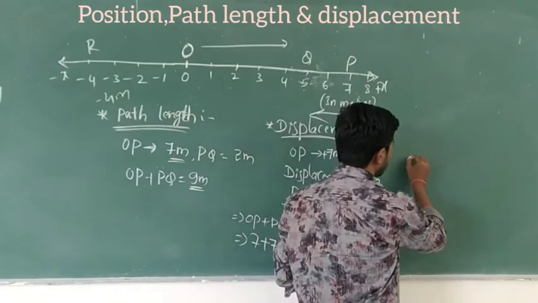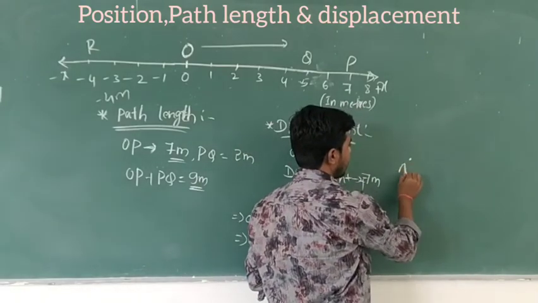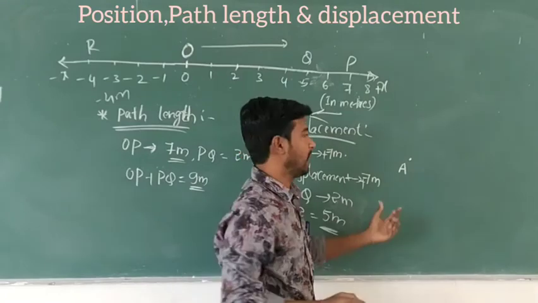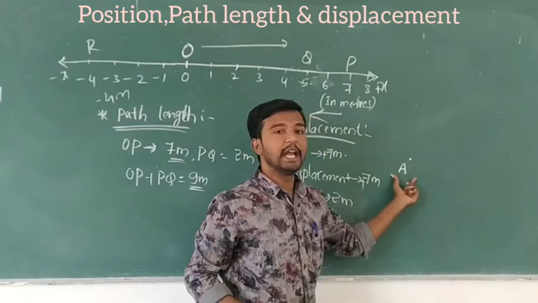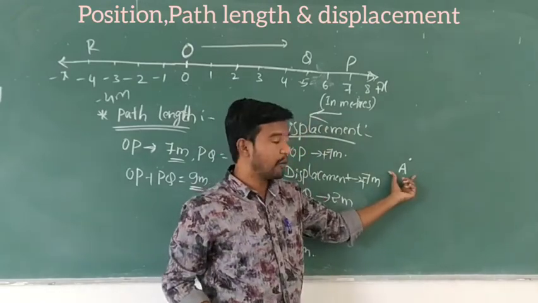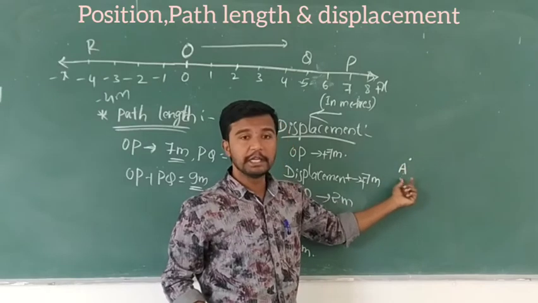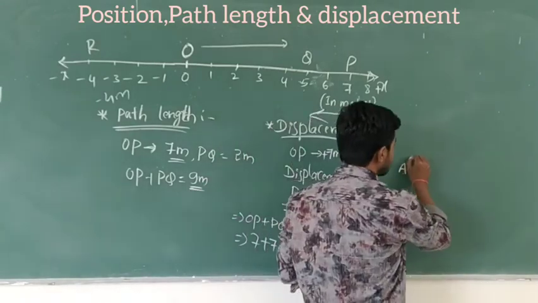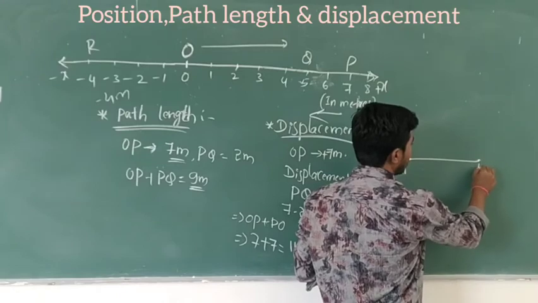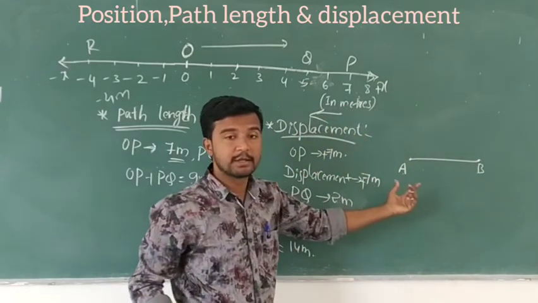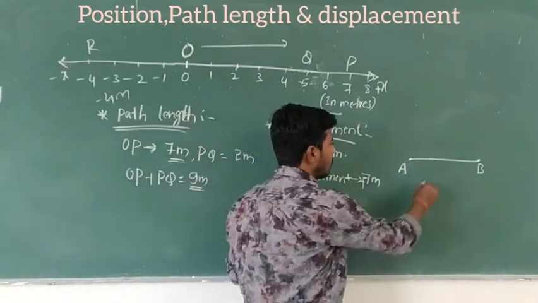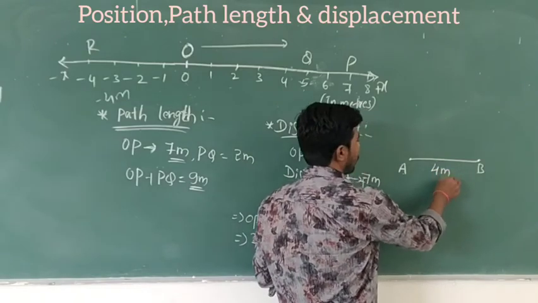Okay, dear friends, the object A is initially at rest. Object A at this point is initially at rest. It displaces through a point B, about 4 meter.